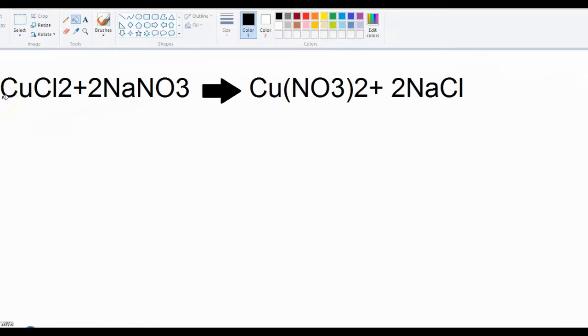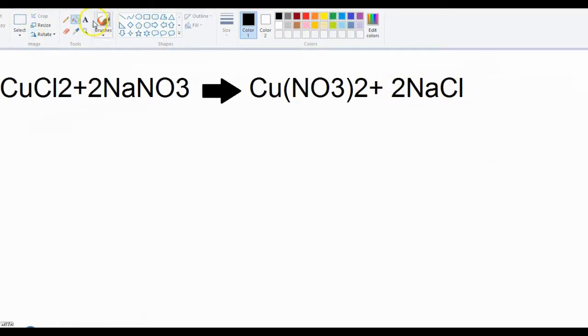The question was, when copper 2 chloride reacts with sodium nitrite, copper 2 nitrite and sodium chloride are formed. So I did that. I balanced our equation, and it's time to start on step B, which was: if 15 grams of copper 2 chloride reacts with 20 grams of sodium nitrite, how much sodium chloride can be formed?